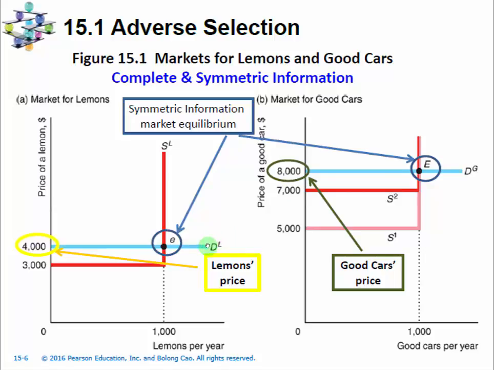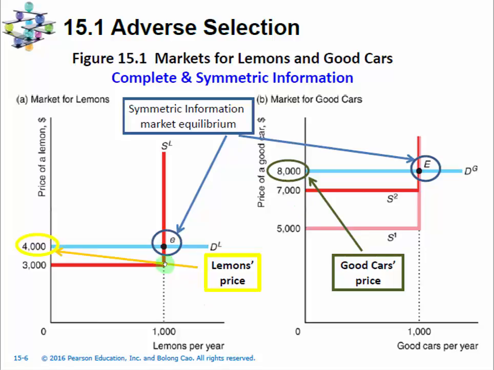As long as somebody is willing to sell at $4,000 for a lemon, there will be a buyer. Or as long as there's a good used car available to be sold at $8,000, there will be a buyer. The owners of the lemons have a reservation price of $3,000 per lemon. The owners of good used cars have a reservation price of either $7,000 per car or $5,000 per car. These two alternative assumptions will become very useful later on.